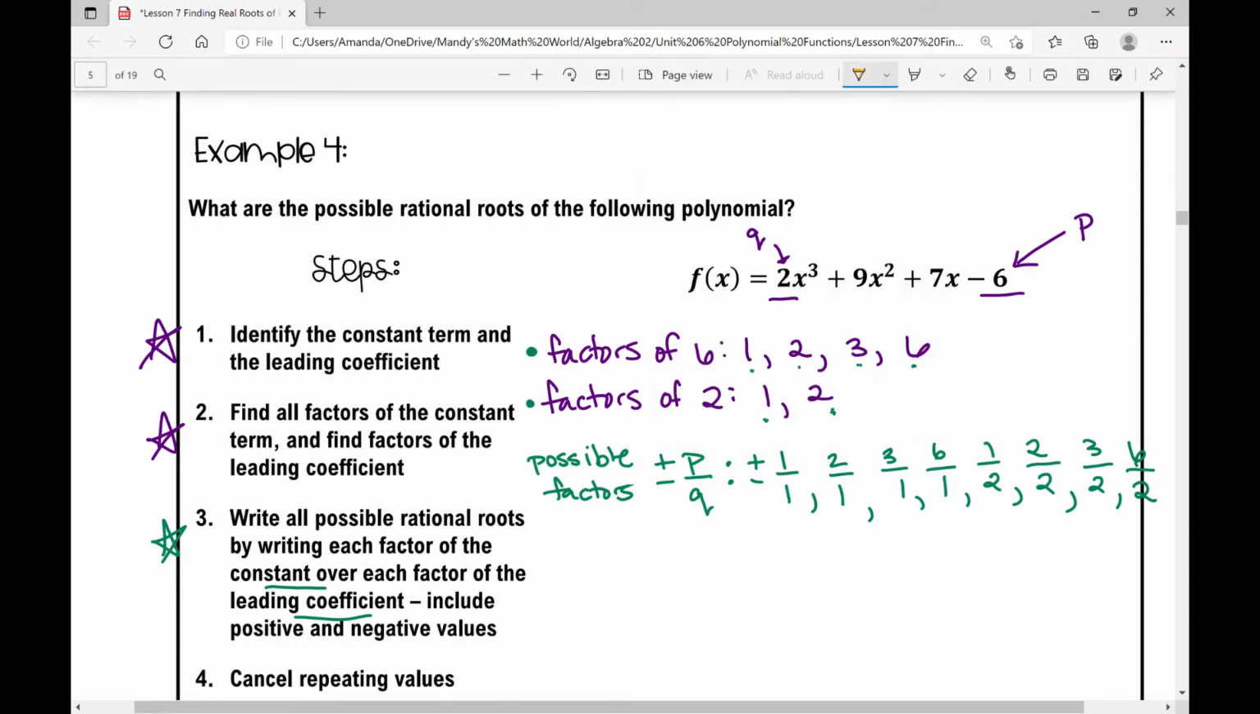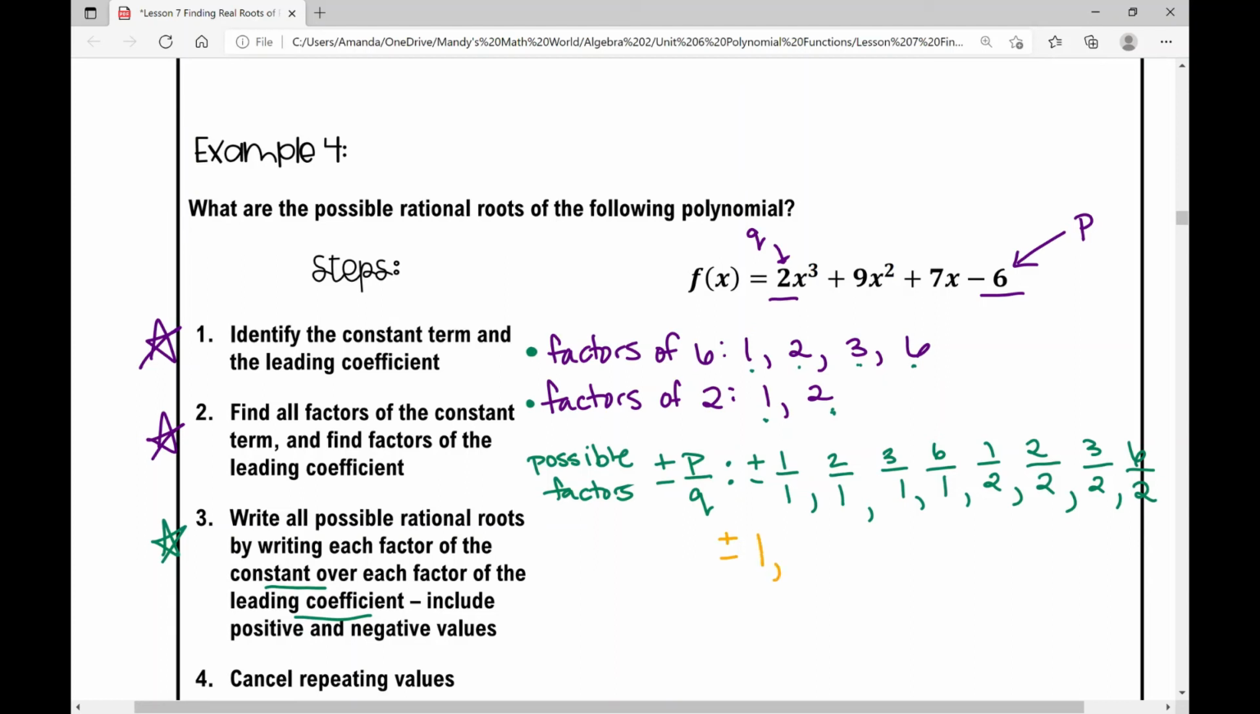So let's delete those. We have positive or negative, and I'll write these out. Positive or negative, we have 1 right here. We have 2 as our next one. We have 3 as the next one. We have 6 as the next one. We have 1/2 as the next one.